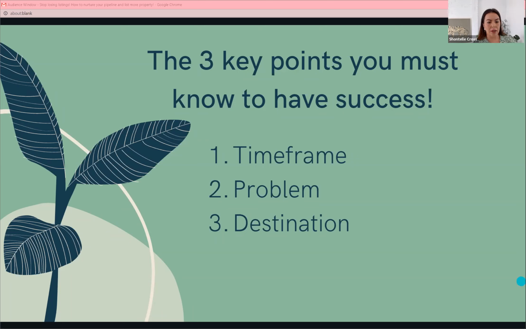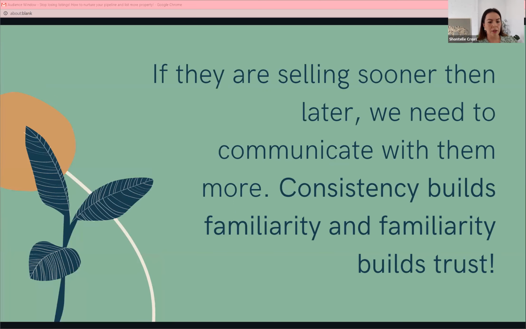All right, this info, so all of this here, before we jump into it, is ammunition. And that's what we want. We want ammunition for our next conversation. We want to plan for success for our future calls, and having these 3 key pieces of information is going to help us so much in our future pipeline communication. So let's jump into them. Let's start with time frame.